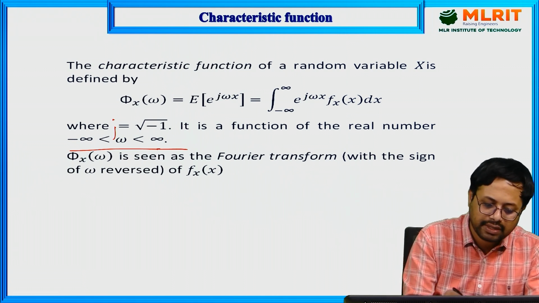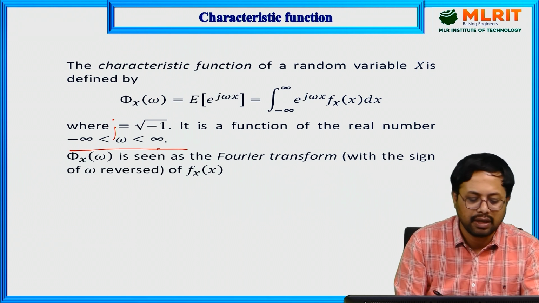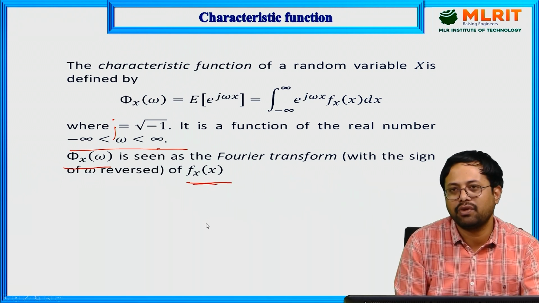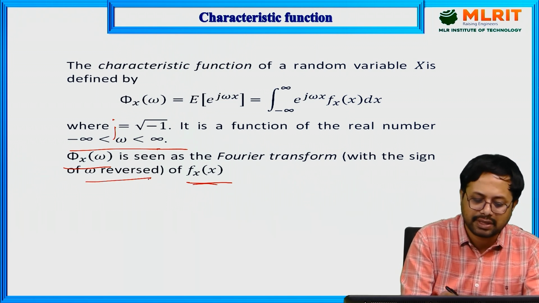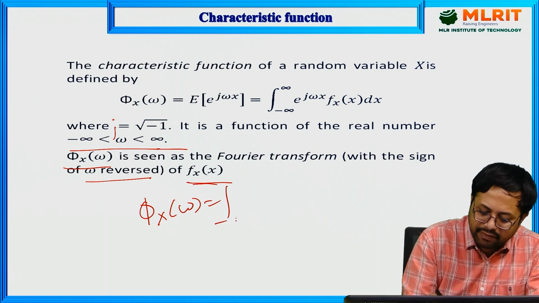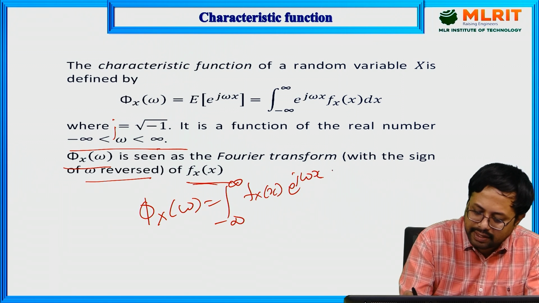Next, one more important property of the characteristic function is that the characteristic function and the density function form a Fourier transform pair, but with a negative sign. Both relations are the same. Phi x of omega is equal to the integral from minus infinity to infinity of fx of x, e power j omega x dx.